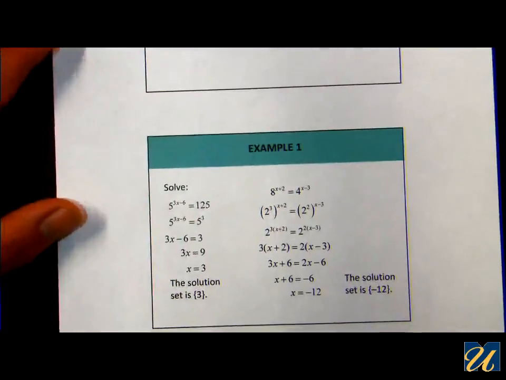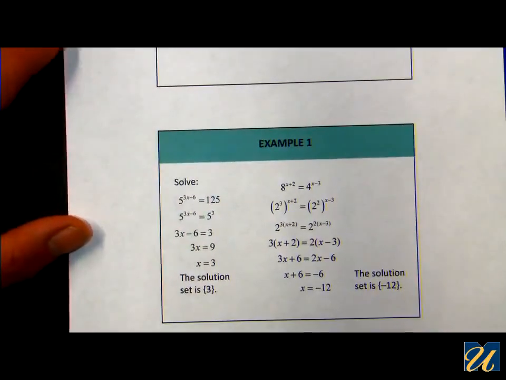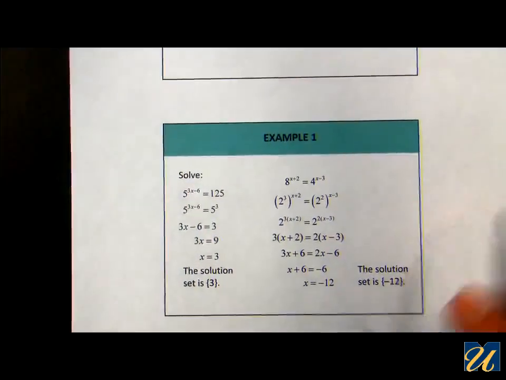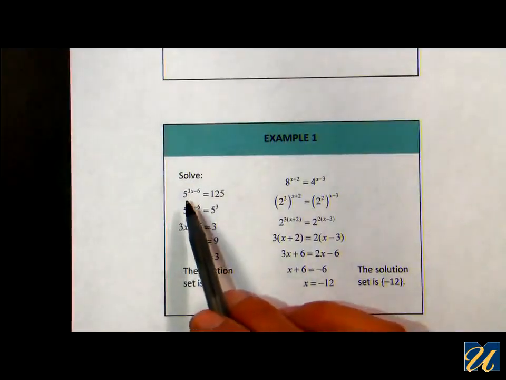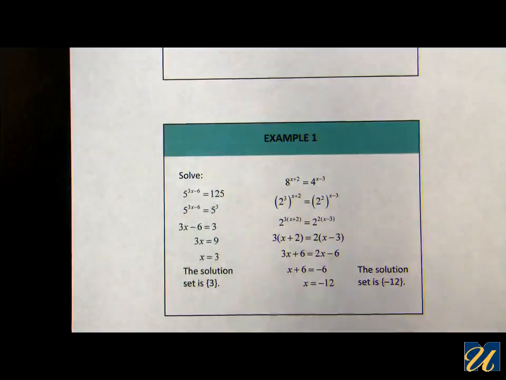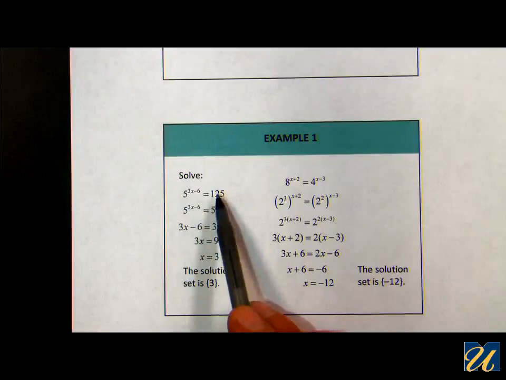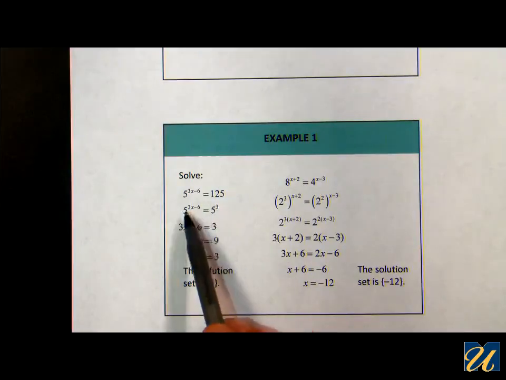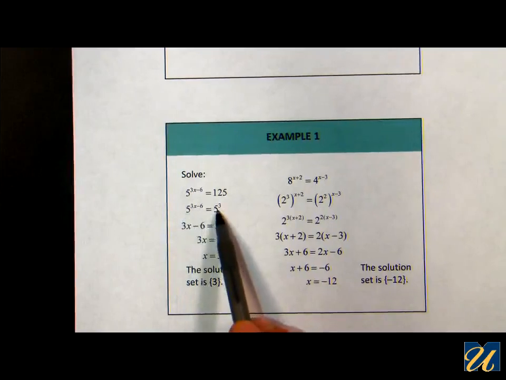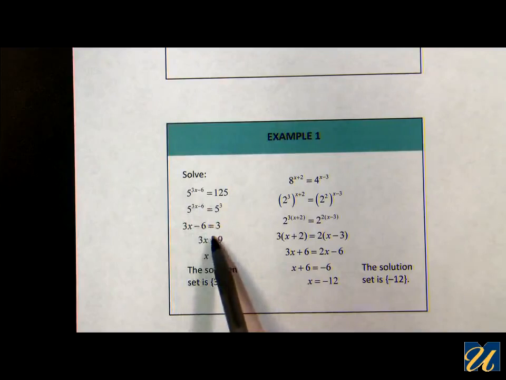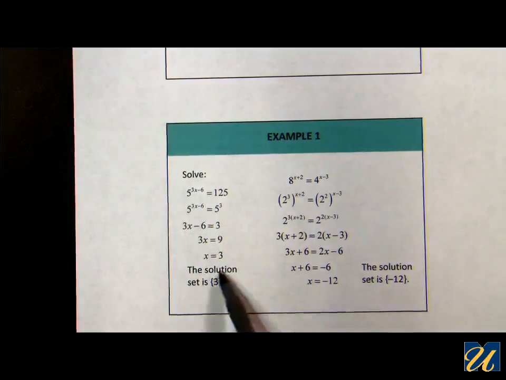So here is an example. Solve 5 to the power 3x minus 6 equals 125. Notice the bases here are not the same, but 125 can be expressed as 5 to the third power. So now we have the base the same, therefore make an equation out of the exponents and simply solve for x. And you get the solution set being just 3.